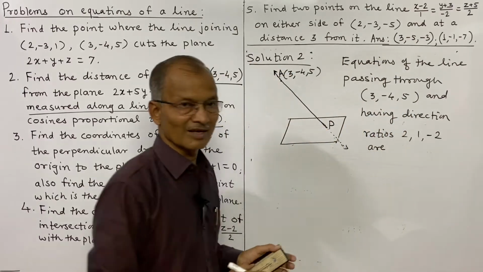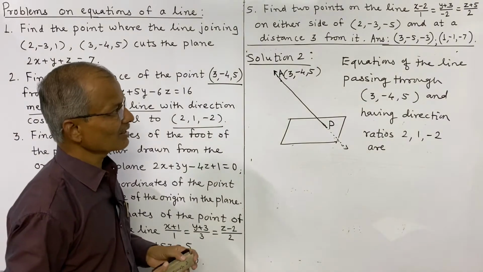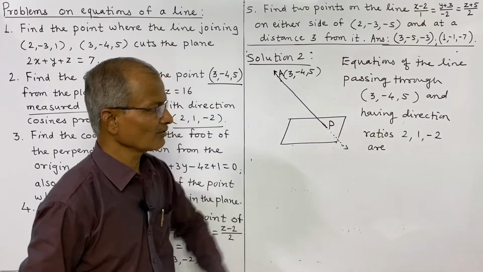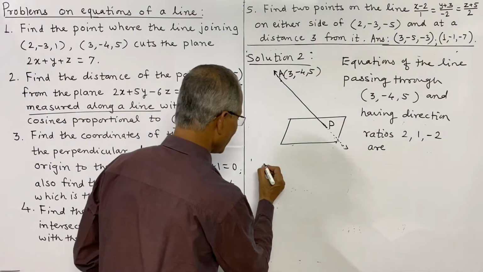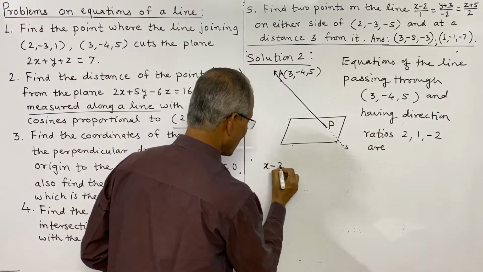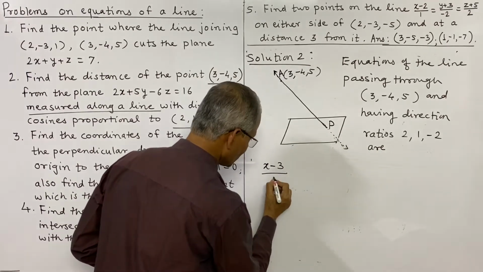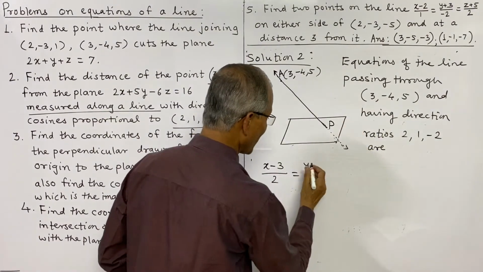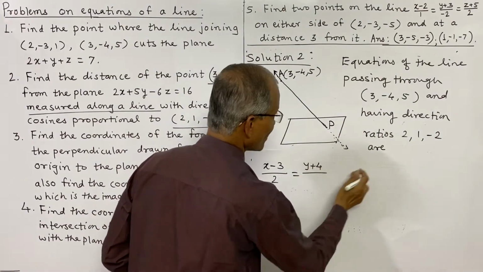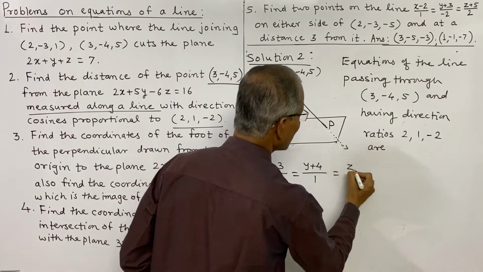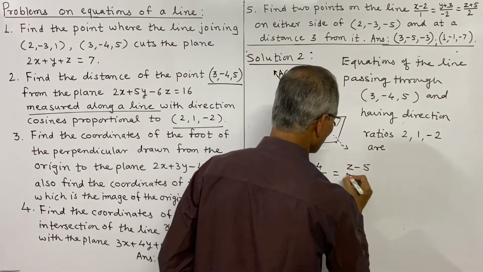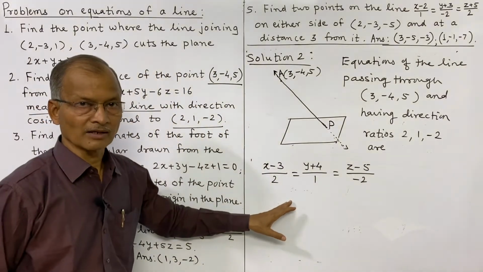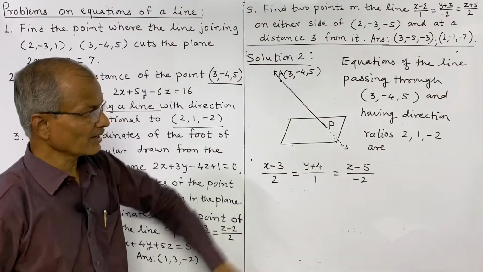Now what are these equations? We know how to write it. So in the earlier lecture we have studied how to write the equation of a line passing through a given point and with DRs. So that is easy. x minus x1, that means x minus 3 divided by the first ratio 2, is equal to y minus y1, and y1 is minus 4. Minus of minus 4 becomes plus 4, divided by 1, and z minus z1, that is z minus 5, divided by minus 2. So these are the equations of the line passing through that point and having DRs given.